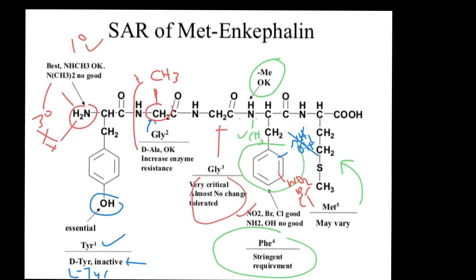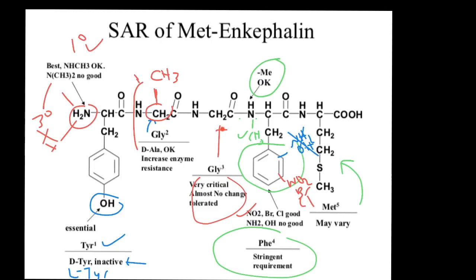Here's your SAR of your metenkephalins. Your primary amines are good, tertiary amines are bad. Your L-tyrosine is active, and D-tyrosine is inactive. You can add a methyl group at the glycine, and you still get activity, and you increase enzyme resistance. Because remember, your enzymes cut between your tyrosine and your glycine residue. Therefore, adding this methyl group decreases enzyme cleavage, because the cleaving enzyme cannot fit well to attack here because it's blocked by this methyl group.